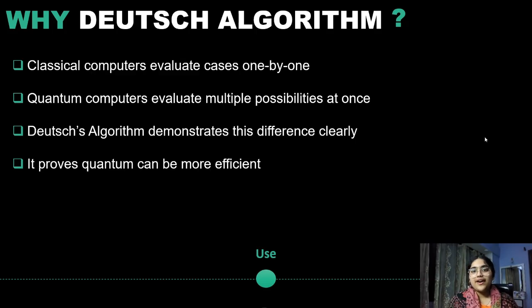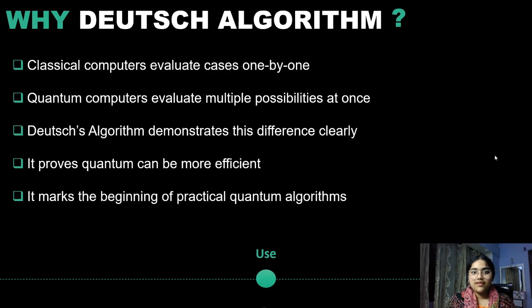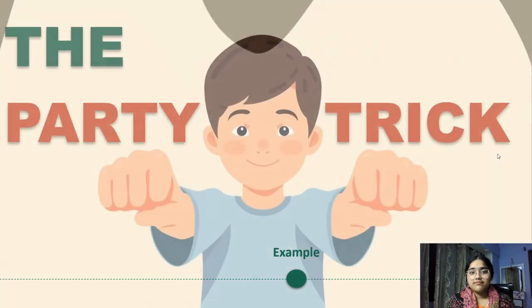Deutsch's algorithm actually proves that quantum computers aren't just different, they can be more efficient, faster answers with fewer steps. That's the dream. So, overall, this algorithm isn't just a random experiment, it's kind of the starting point, the first real sign that quantum computing could become practical, useful, and eventually change how we solve big and complex problems.